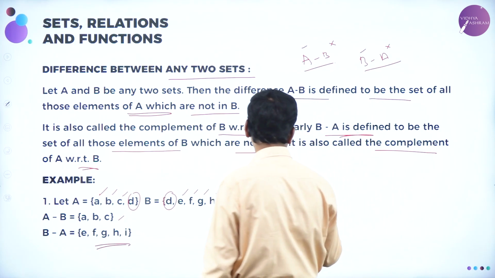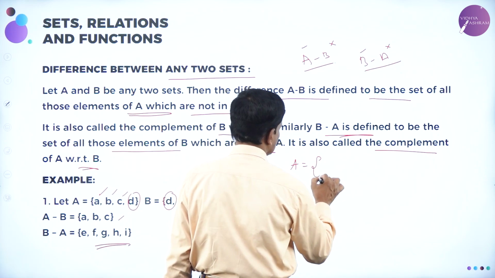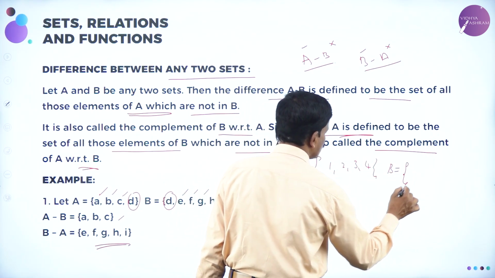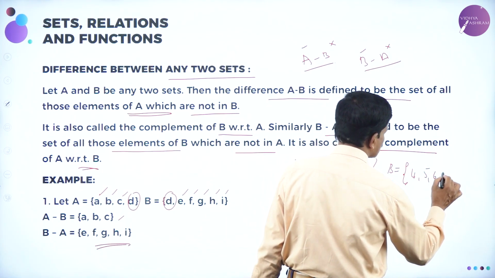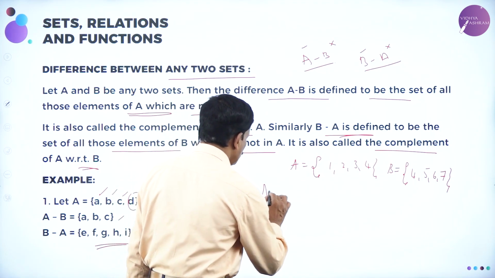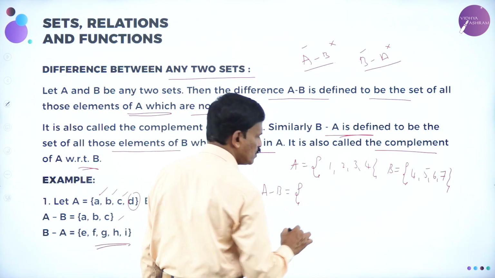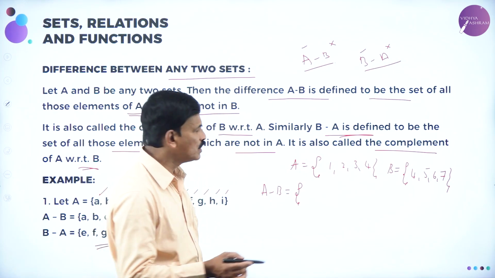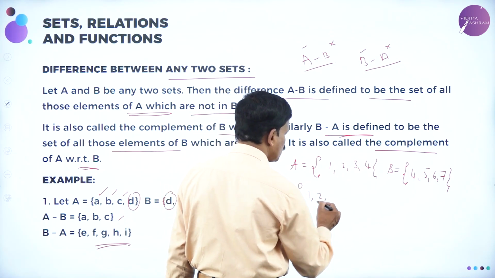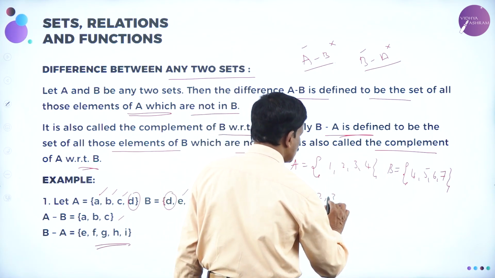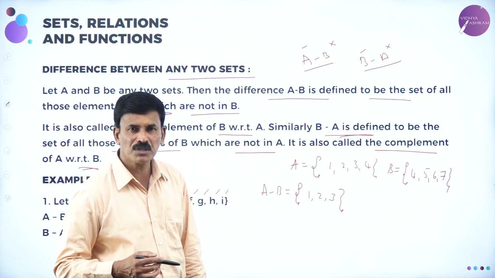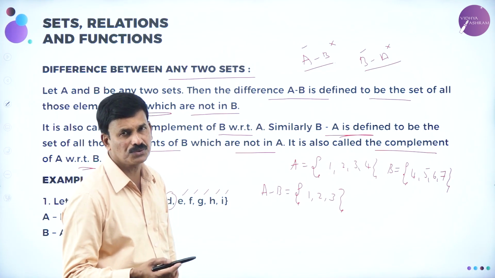Now let me take one more example. If A is equal to {1, 2, 3, 4} and B is equal to {4, 5, 6, 7}. These are the two sets. Then how to find A minus B? A minus B means the set of all those elements which are in A but not in B. In A we have 1 that is not in B. Similarly 2 is in A but not in B. 3 is also here. 4 is common, we don't want. So {1, 2, 3} is nothing but A minus B. The difference between A and B is {1, 2, 3}.